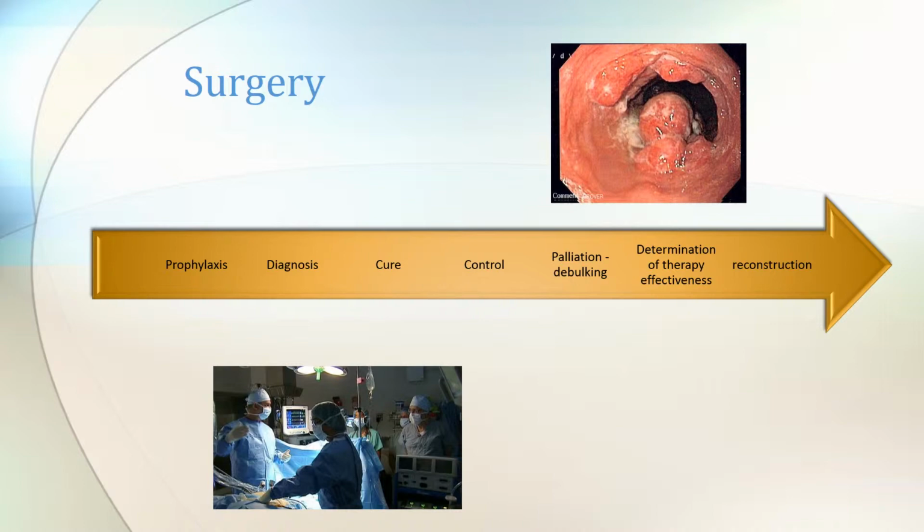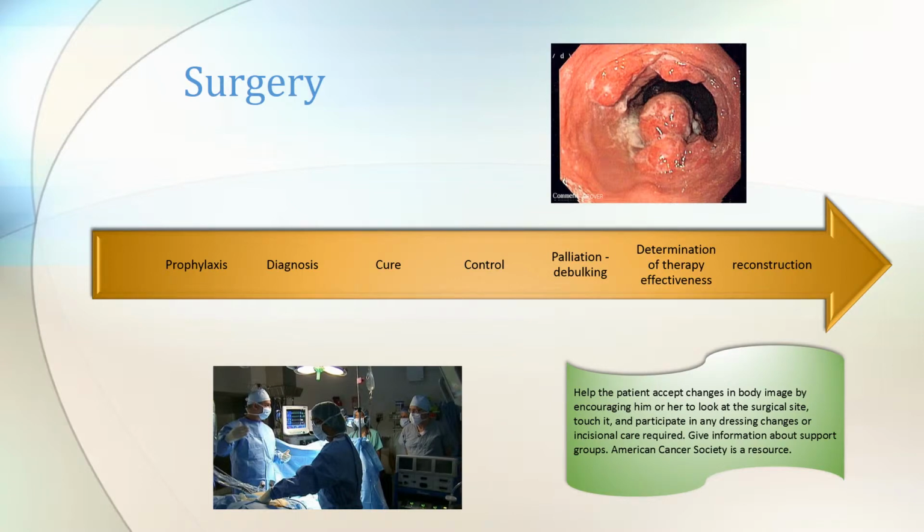Second look surgery is a re-diagnosis after treatment. Reconstructive or rehabilitative surgery increases function, enhances appearance, or both. Side effects are generally associated with the loss of a specific body part or its function. You want to help the patient accept changes in body image by encouraging him or her to look at the surgical site, touch it, and participate in any dressing changes or incisional care that is required. Give information about support groups. American Cancer Society is one resource.